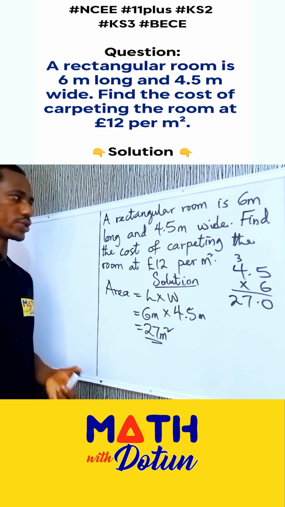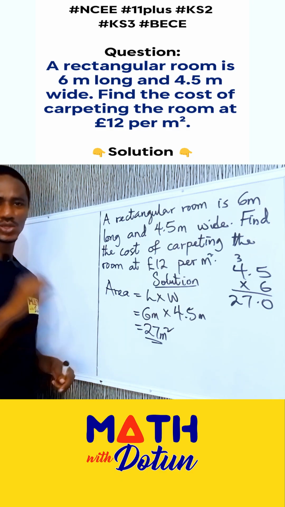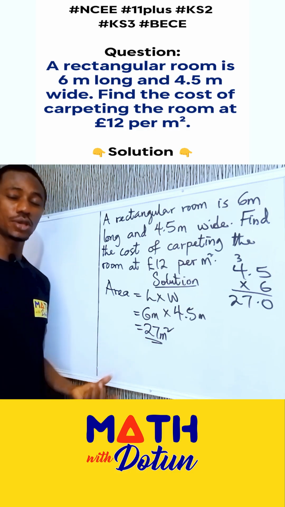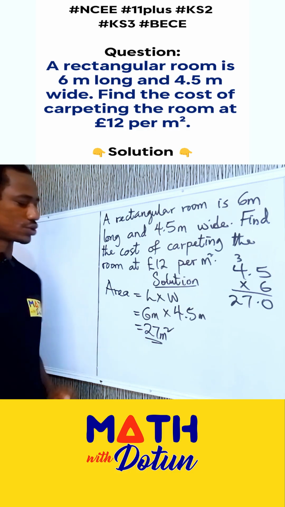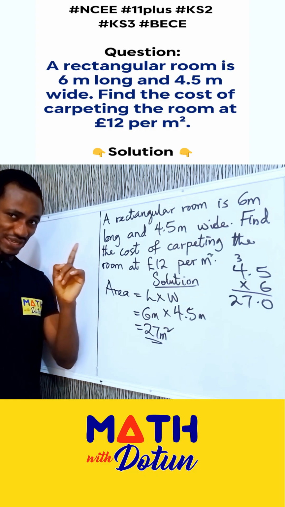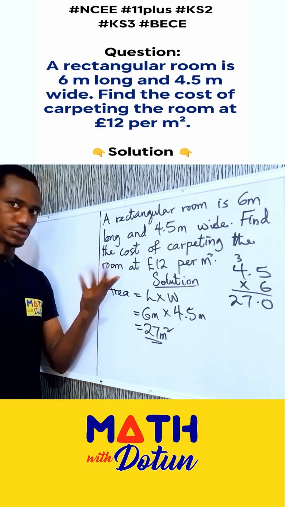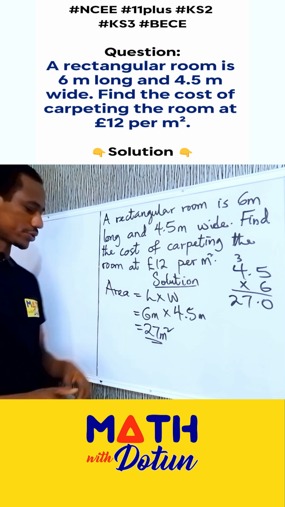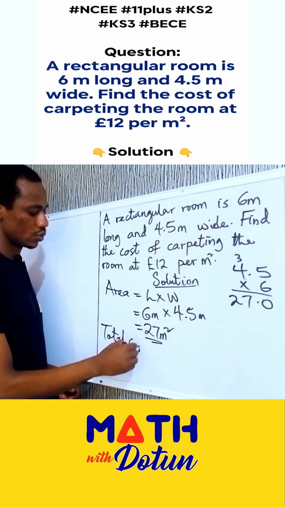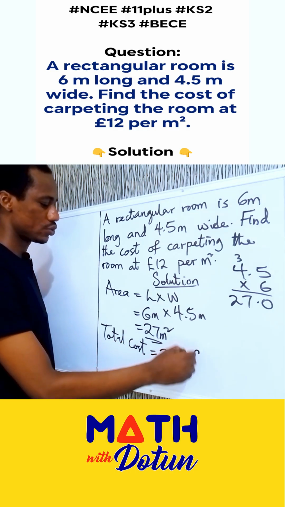The main part of the question is that you should find the cost of carpeting the room at £12 per meter squared. So in the room, you have 27 meters squared, and each of those 27 meters squared is going to cost £12. So what will be the total cost? That means the total cost will be 27 times £12.